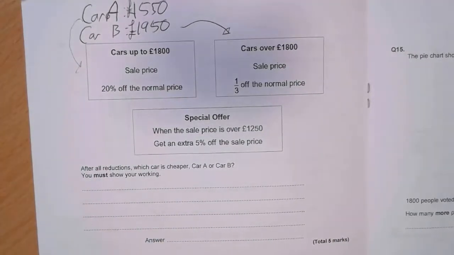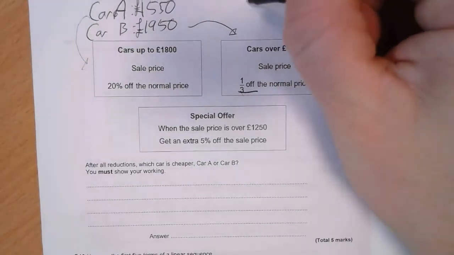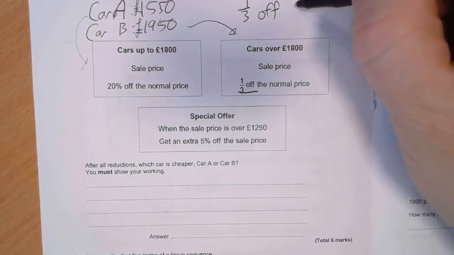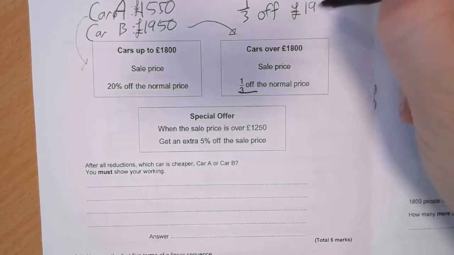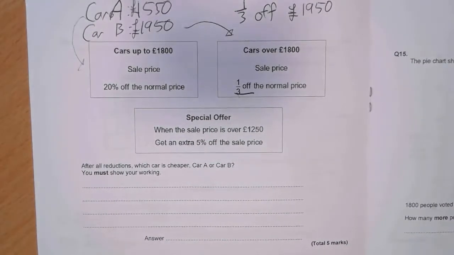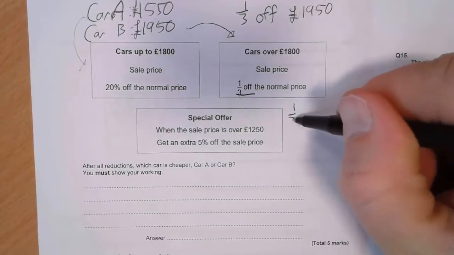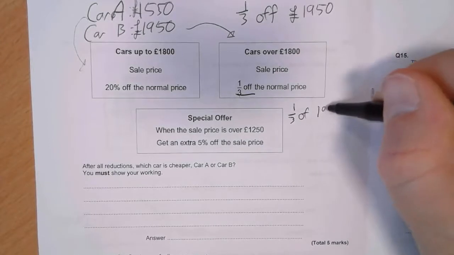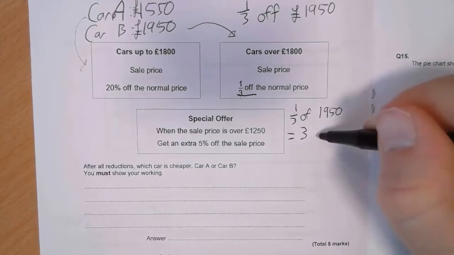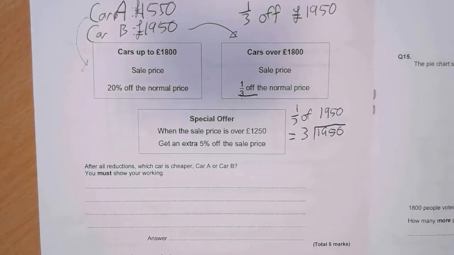So let's work out the car B one. So car B, you get a third off. So I want a third off 1,950. To work that out, I need to find out what 1/3 of 1,950 is and then subtract it. So 1/3 of 1,950 is the same as 1,950 divided by 3. Let's work out what that is.